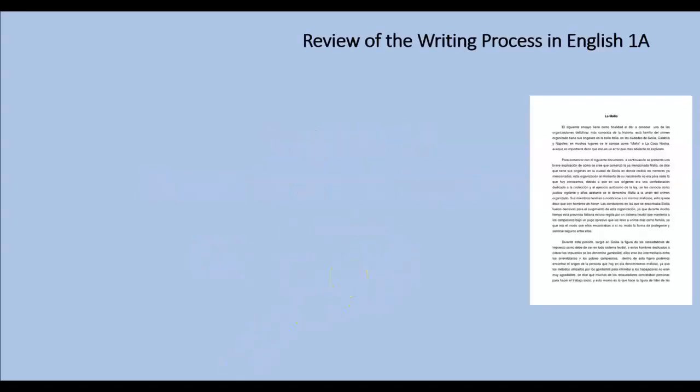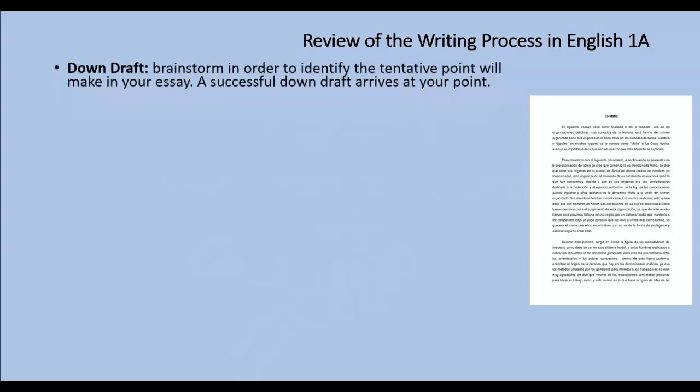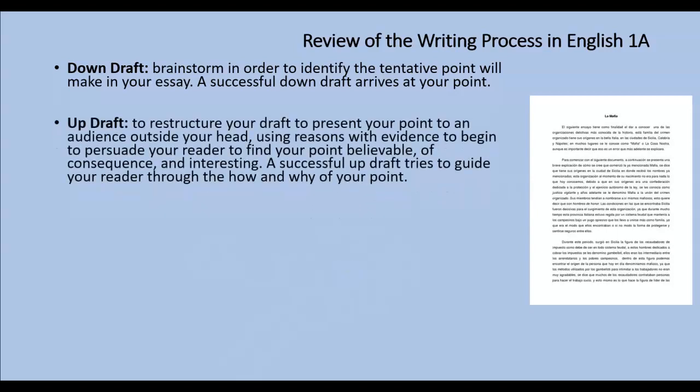So the first thing, just a real quick review of the writing process that I'm teaching you in English 1A. The first thing is that you're doing a downdraft, which you have already done, and this downdraft is done in any way to get your thoughts down on the paper in order to arrive at a point that you have to make. The updraft, which we're going to focus on in this particular video, is when you have your point that you want to make and you consider an audience outside of your head and how to present your point to them with reasons and evidence so that they would be interested in it.